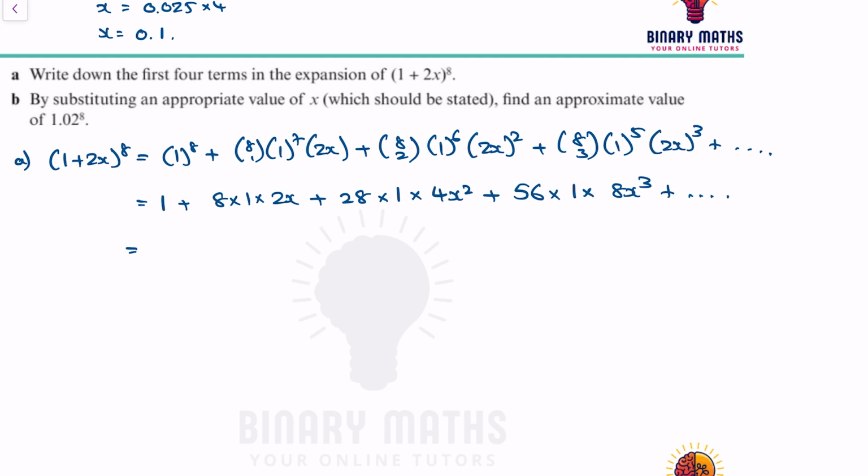If I input this into the calculator, the first term is just 1 still. 8 times 1 times 2x is just 16x. 28 times 1 times 4x squared gives me 112x squared. And 56 times 1 times 8x cubed gives me 448x cubed.